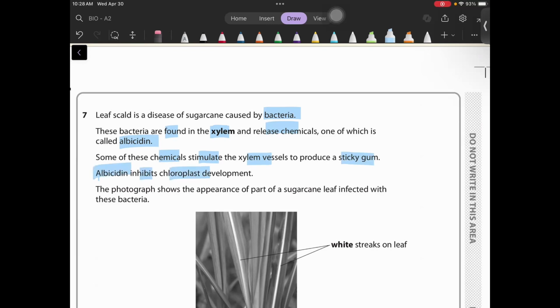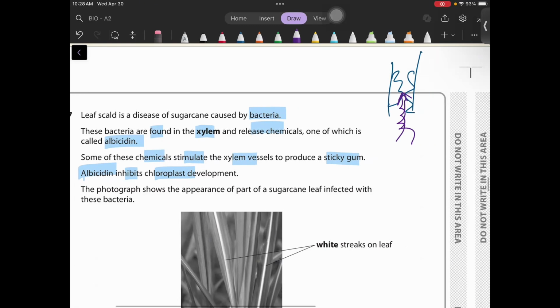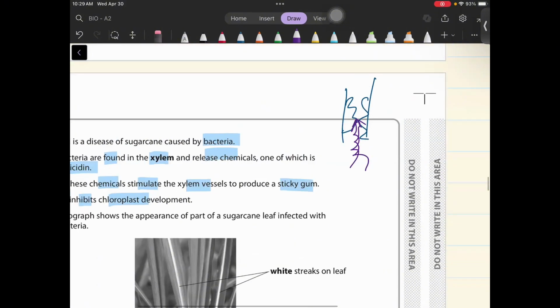So suppose this is the xylem vessel, and it comprises these bacteria, and this produces a chemical known as albicidin. And albicidin causes sticky gum to develop in the xylem vessel. So this could impact the overall water flow of the plant. So the plant would not get water, and if it doesn't take up water from the soil, it would be deprived of minerals and ions as well.